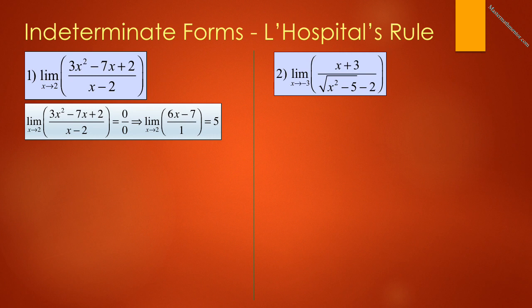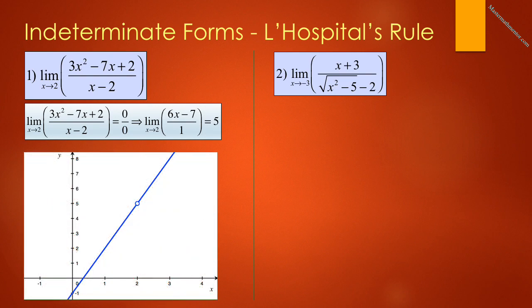In number 1, we have the limit as x approaches 2 of 3x squared minus 7x plus 2 all over x minus 2. Our first step always is to plug in, and we get 0 over 0. That's indeterminate, so we apply L'Hospital's rule and get the limit as x approaches 2 of 6x minus 7 over 1. Plugging in, our answer is 5. Here is graphic confirmation. The expression simply graphs a line, but there is a hole at the point 2, 5. However, as x approaches 2, the expression approaches 5.